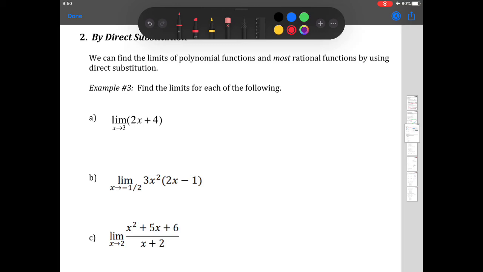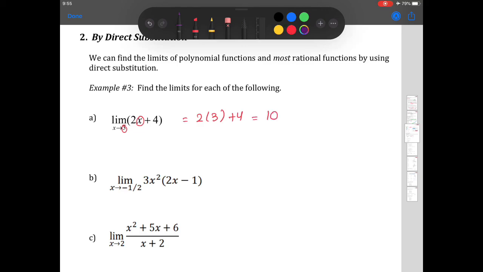Okay, so that was the first method, when you look at graphs and determine if the left-side limit is equal to the right-side limit. Now, by direct substitution, we can find the limits of polynomial functions and most rational functions. Find the limits for each of the following. So all you do is, for the limit as x approaches 3, take 3 and substitute for x, right? So 2 times 3 plus 4, which is 10. That's what it is.